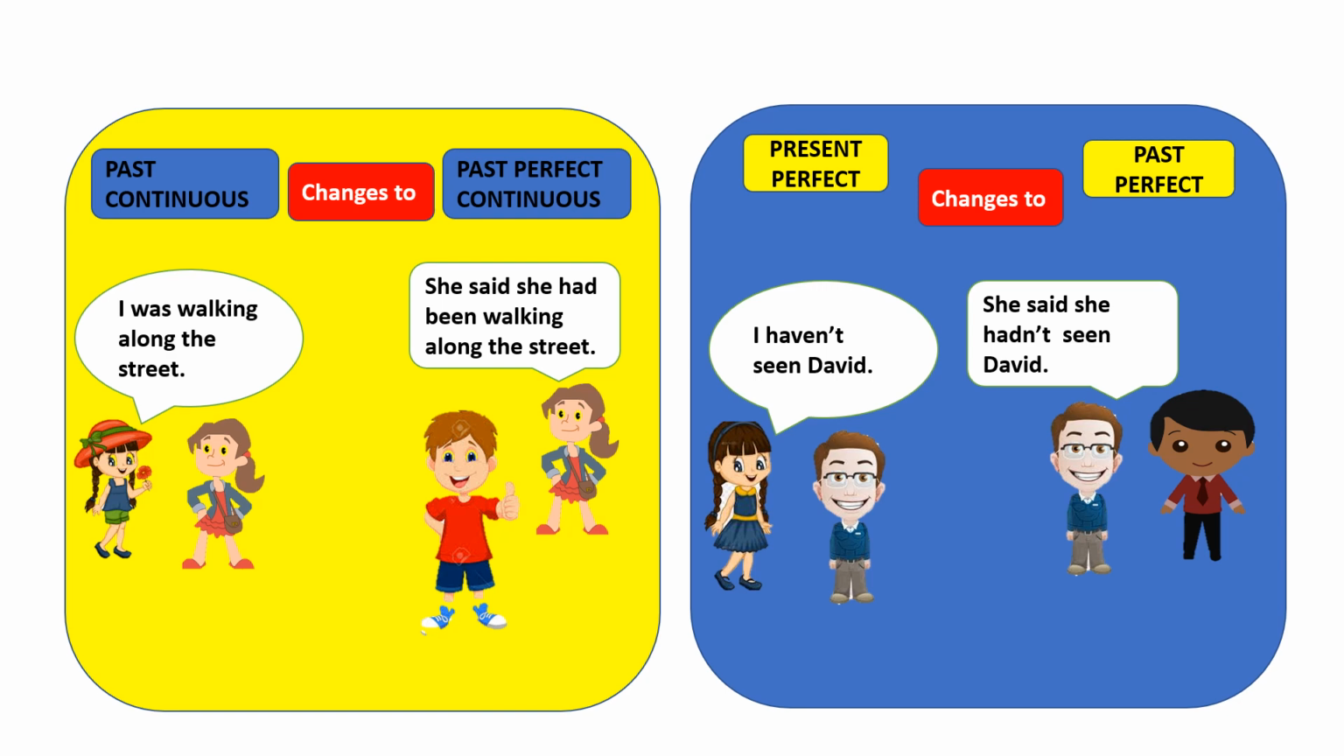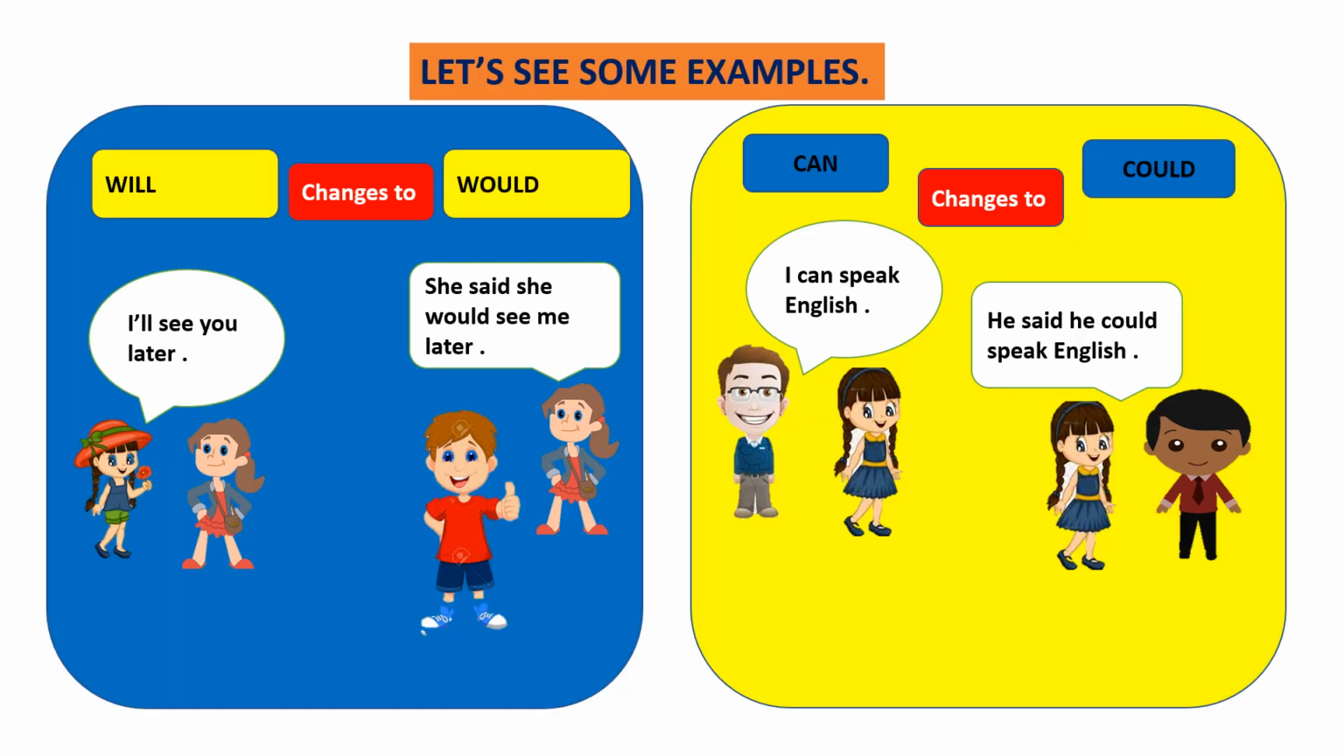Past continuous in any sentence changes to past perfect continuous. I was walking along the street. She said she had been walking along the street. If the sentence is in present perfect, it will change to past perfect. I haven't seen David. She said she hadn't seen David. Will changes to would. I will see you later. She said she would see me later. And can changes to could. I can speak English. He said he could speak English.